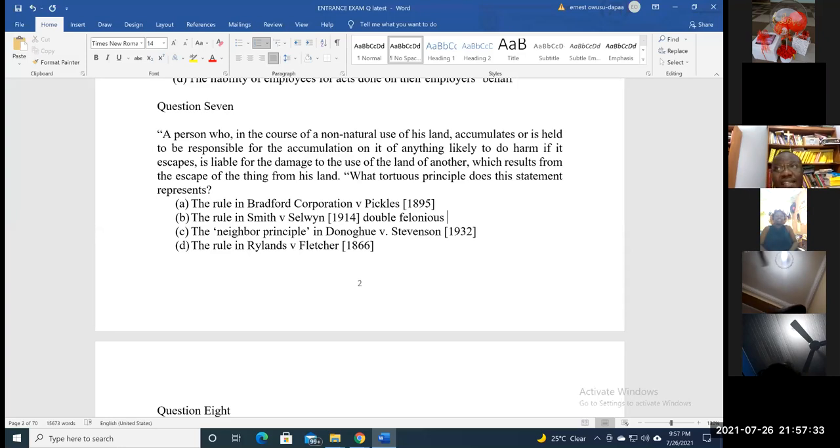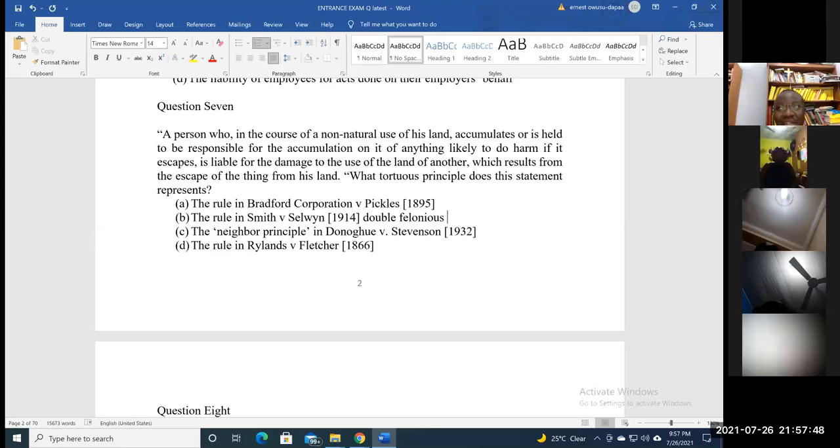The rule in Rylands and Fletcher is a very old case. This was decided in 1866, right? Now, in 1866, there was no general principle of negligence. So the general principle of negligence, which you got to know post 1932 in Donoghue and Stevenson, was not known then. Now, if the general principle of negligence had existed, the rule in Rylands and Fletcher would not have been very important.